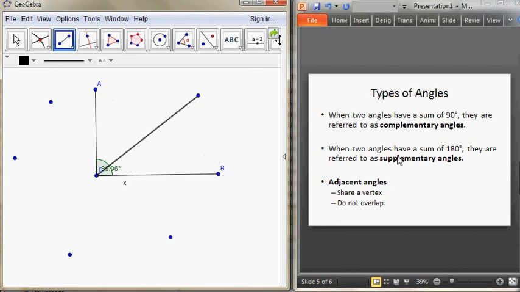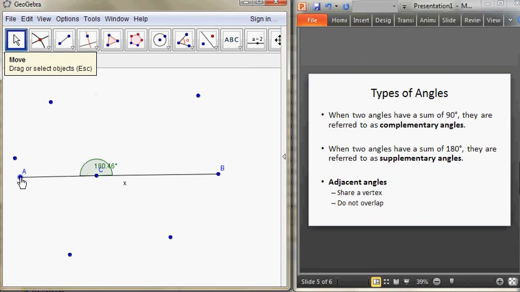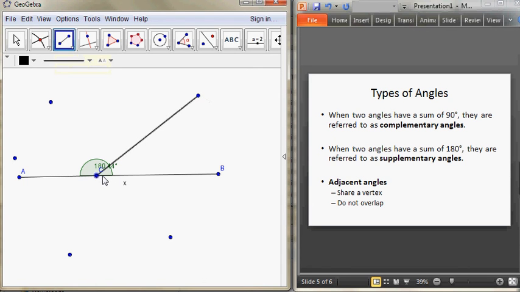When two angles have a sum of 180 degrees, they're referred to as supplementary angles. So let's say I form a straight line instead. Close enough. And then I draw a line segment. Angle HCB and angle HCA should add up to 180 degrees. That means they're supplementary angles.